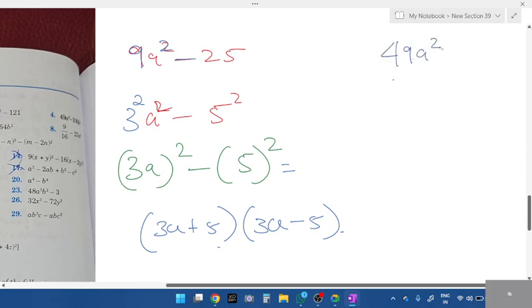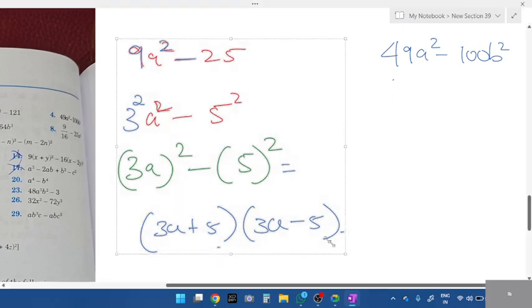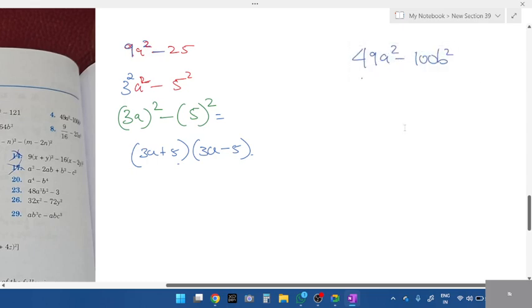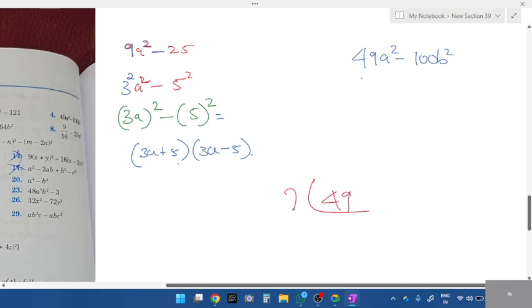49 a square minus 100 b square? Okay, you all try this question now. Factorize 49a square minus 100b square. Okay, if you don't know 49, factorize 49 like this. 7 sevens are 49. We have 7 square.